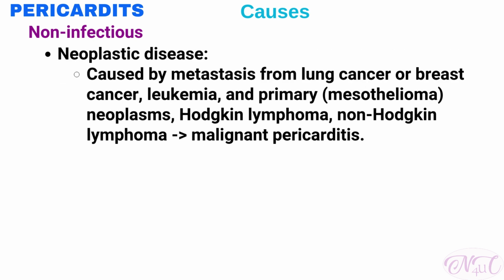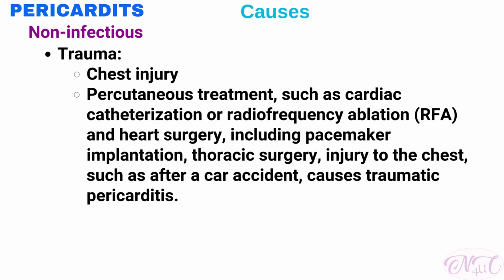Neoplastic disease caused by metastasis from lung cancer or breast cancer, leukemia, or primary neoplasms, that is mesothelioma, Hodgkin lymphoma, and non-Hodgkin lymphoma. These all can cause malignant pericarditis. Trauma due to chest injury, percutaneous treatment such as cardiac catheterization or radiofrequency ablation, and heart surgery including pacemaker implantation, thoracic surgery, or injury to the chest such as after a car accident, causes traumatic pericarditis.